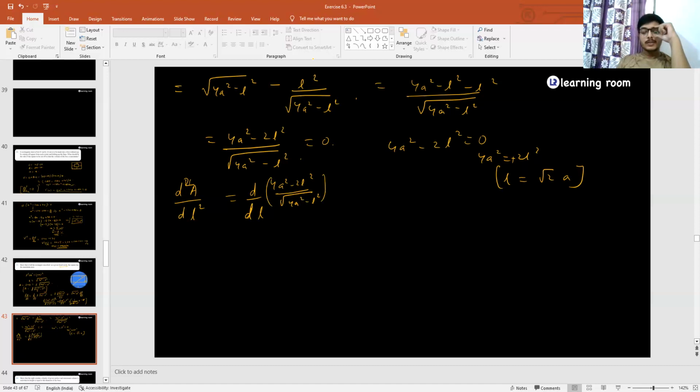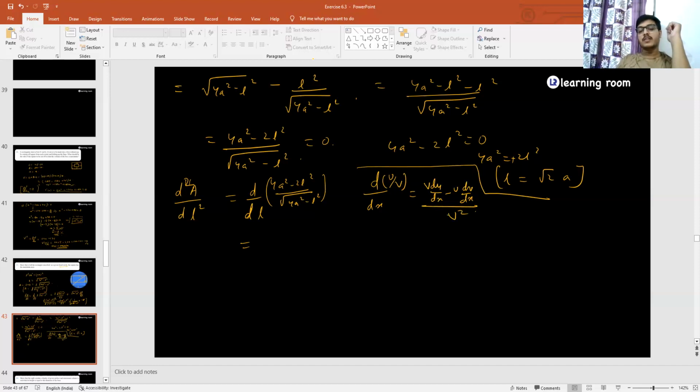You know how to solve d of u by v? If you get something like u upon v, the formula goes like (v du upon dx minus u dv upon dx) upon v square. You know this, right?